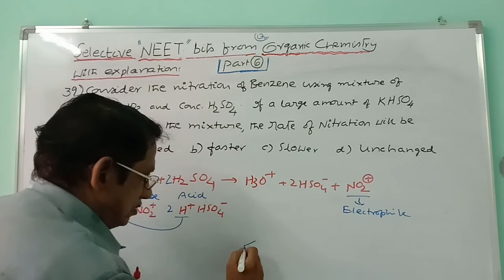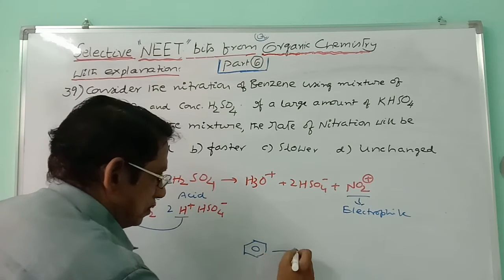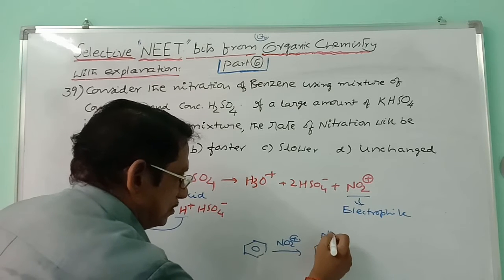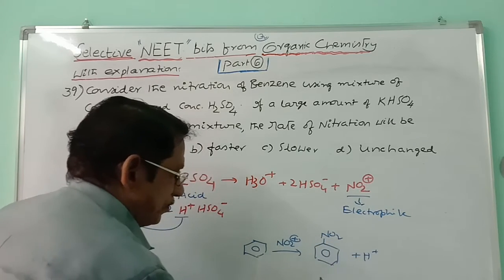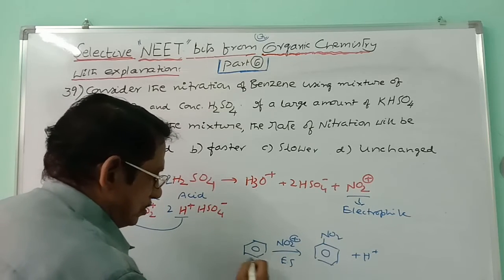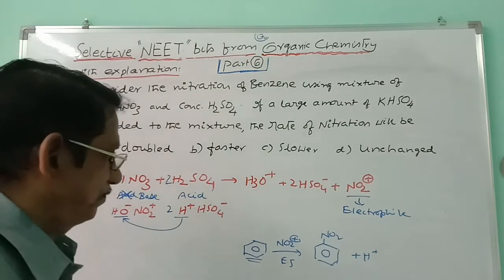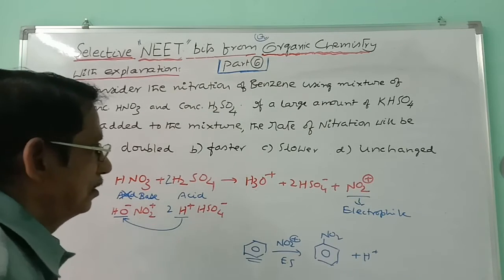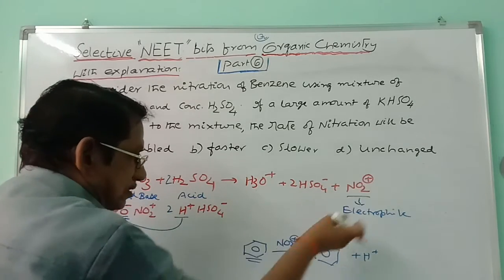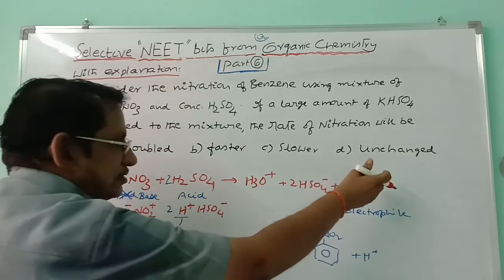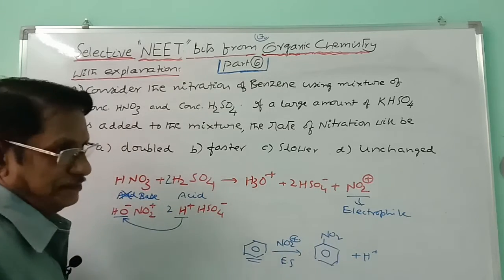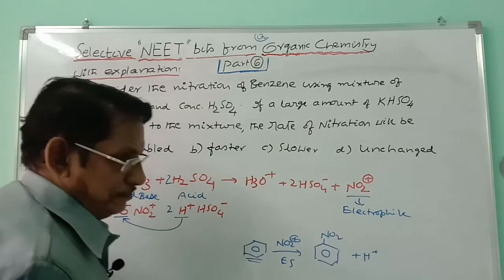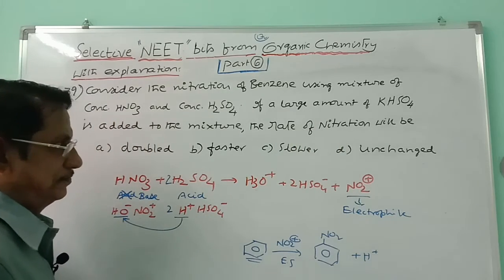That means benzene with NO2 plus will be converted into nitrobenzene, and H plus will be released. This is the electrophilic substitution in the benzene ring that is taking place. I am not writing the mechanism here. Nitration. And here, when the concentration of NO2 plus is greater, the reaction will be faster. If the concentration of NO2 plus is less, the reaction will be slower. If there is no change in the concentration of NO2 plus, there is no change in the rate of reaction, it is unchanged. So this is the way you have to get the answer.